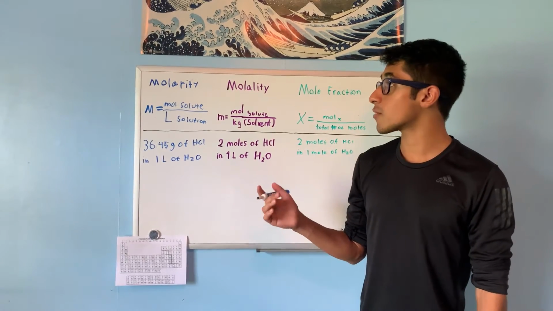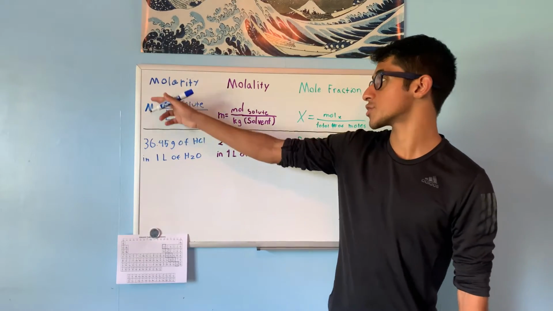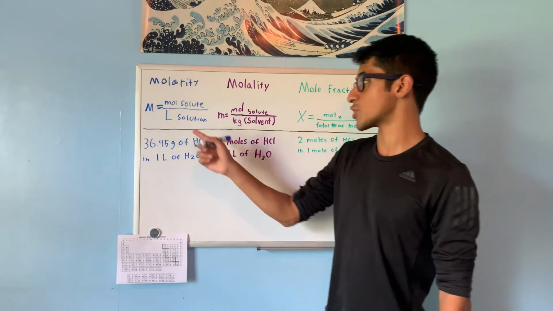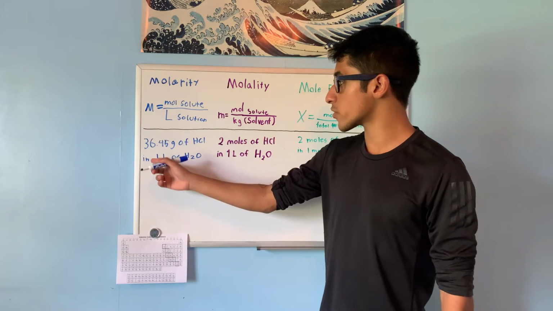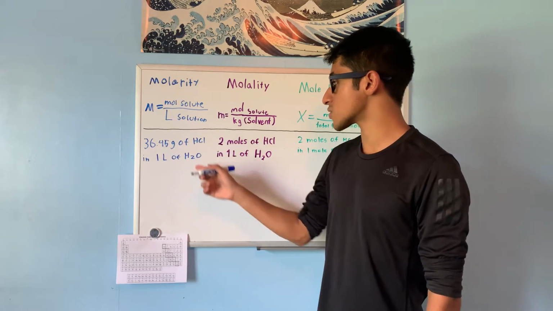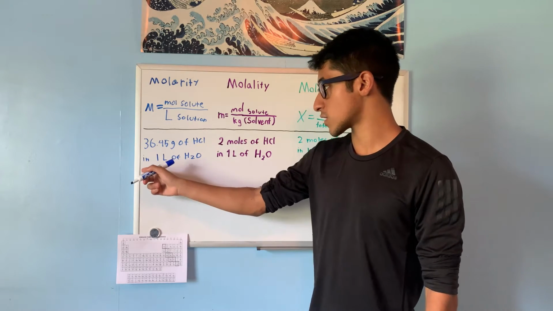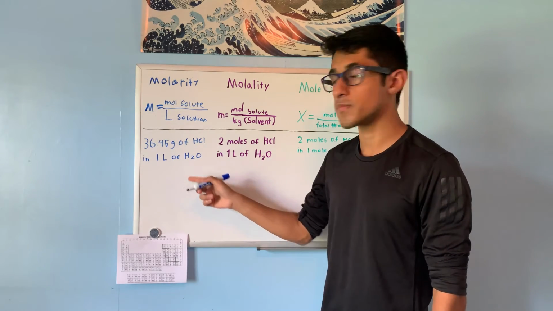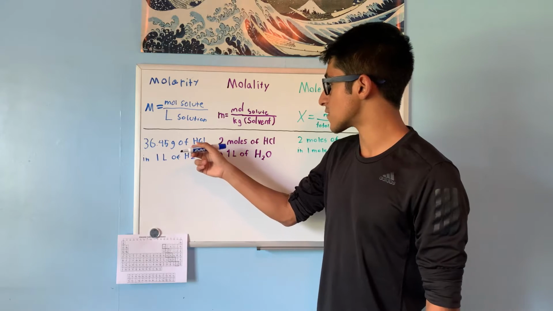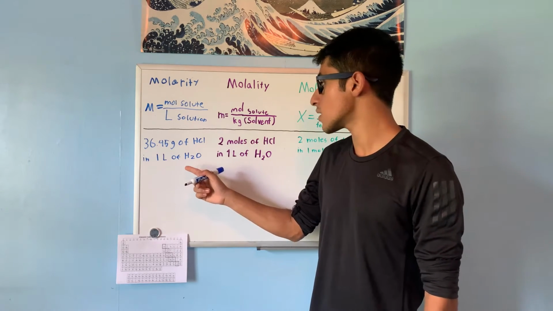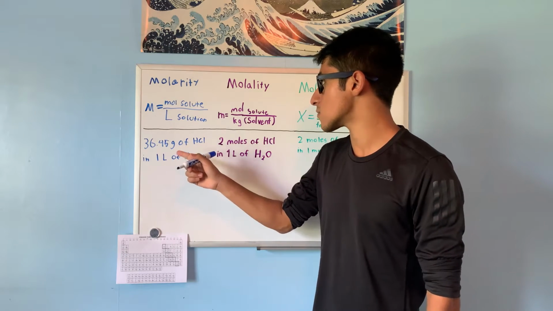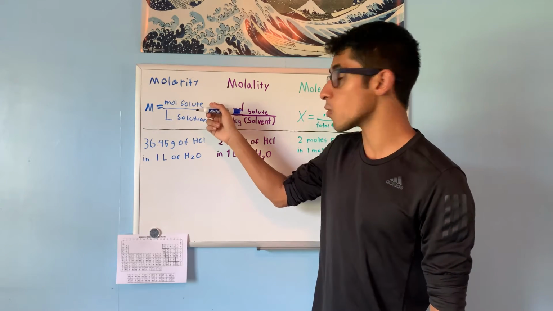First things first, I'm going to show you how to calculate concentration using molarity. Once again, this is the ratio of the moles of solute over the liters of solution. So in this problem, we are given 36.45 grams of hydrochloric acid dissolved in 1 liter of H2O. First, we can identify HCl as the solute because it's being dissolved in H2O, and we are given grams of HCl, which has to be converted into moles.